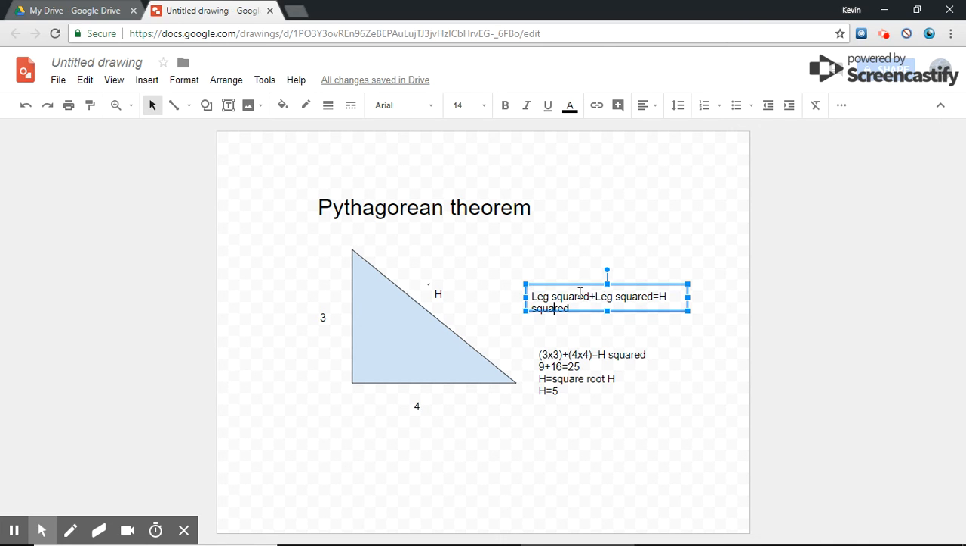So now we add these two up. Remember, this is addition, not multiplication, because it wouldn't work if it was multiplication. So this adds up to 25. So now we know that h squared over here would be 25.